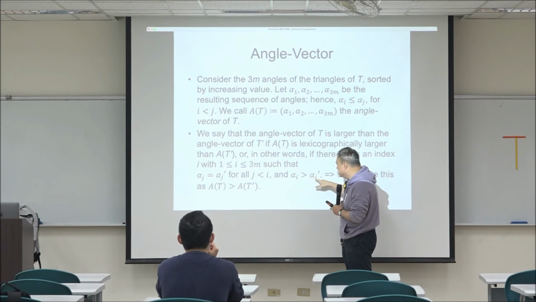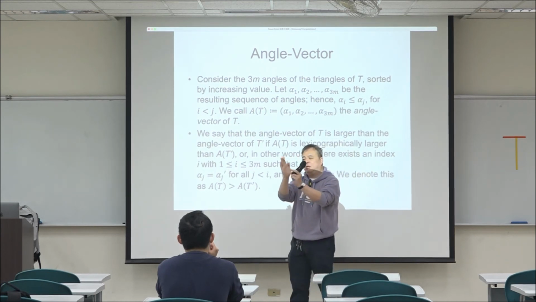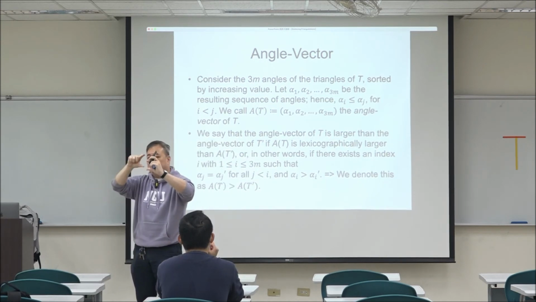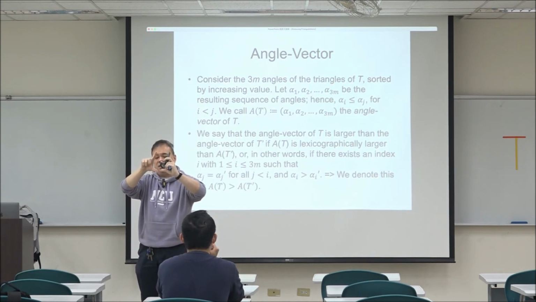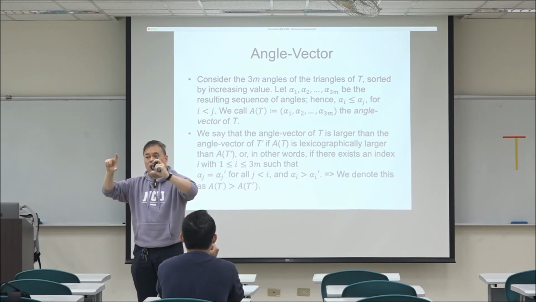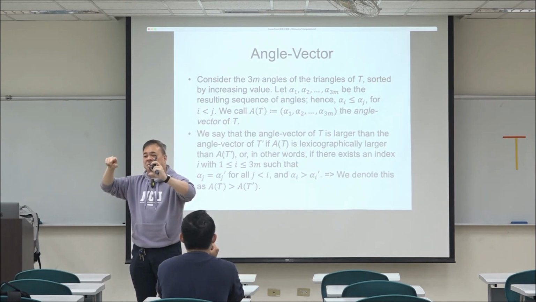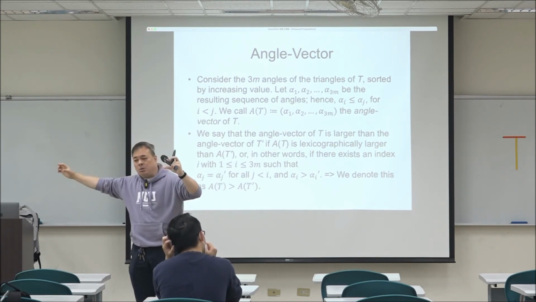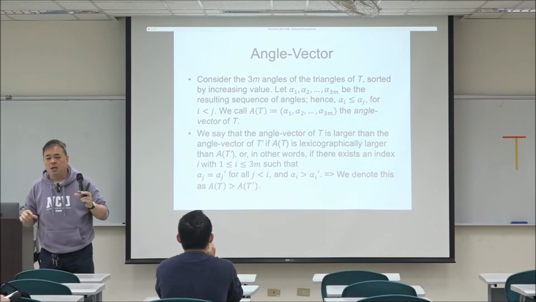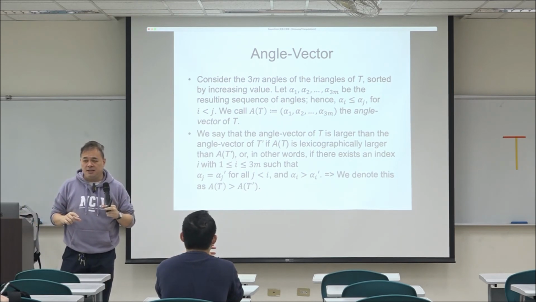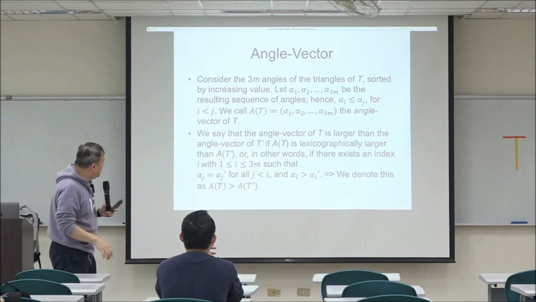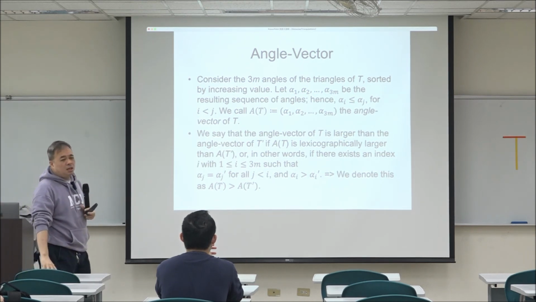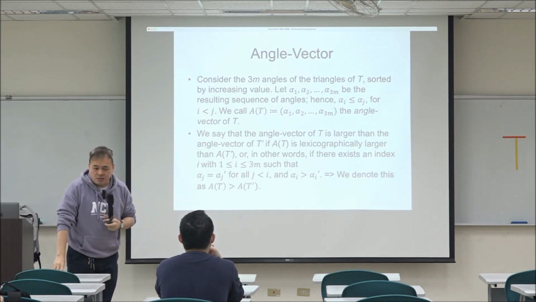If that's the case, you put the two angle vectors side by side. You can see these two are the same, these two are the same, these two are the same, until you find the first pair that are different. Whichever is larger, that angle vector is larger. So that's the basic idea of how you compare angle vectors.